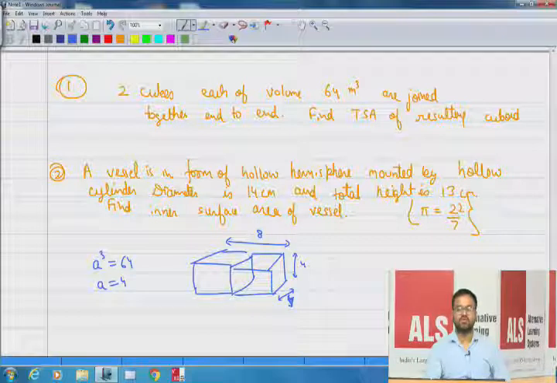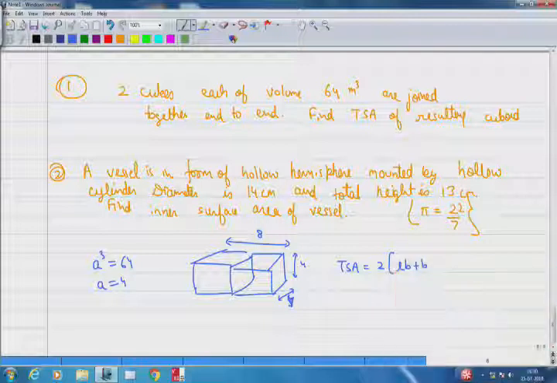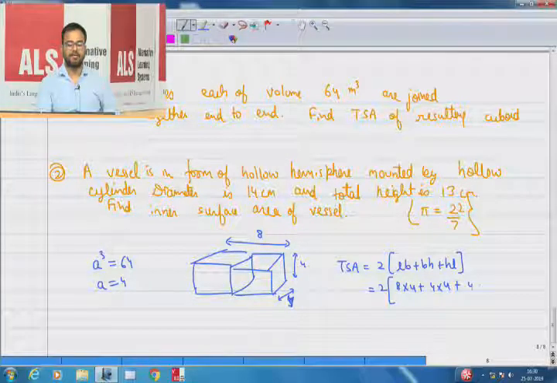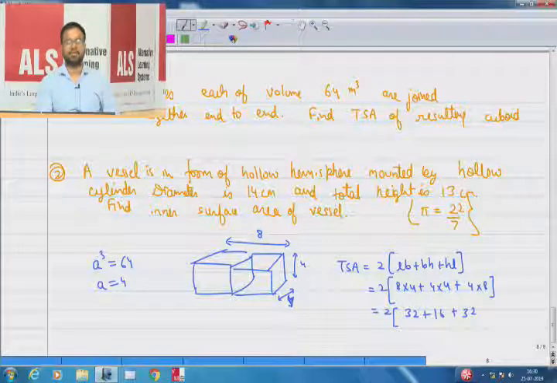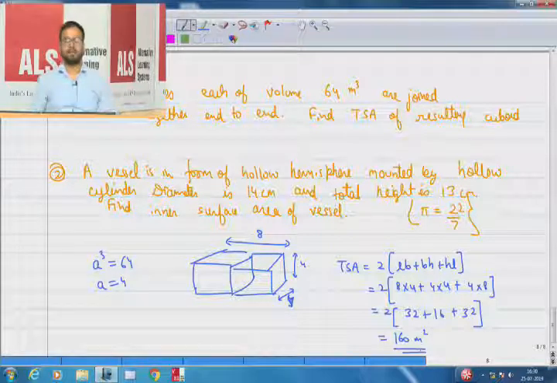So now you can find the total surface area as twice of LB plus BH plus HL. So twice of length into breadth, 8 into 4, plus breadth into height, 4 into 4, plus height times length, 4 into 8. So it will be 32 plus 16 plus 32. 64 and 16, 80, 80 into 2, that will be 160 meters square. That is the answer. 124 is not the right answer, Shillong.